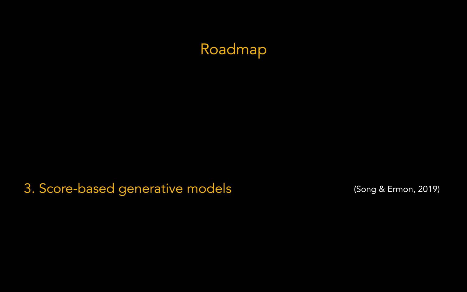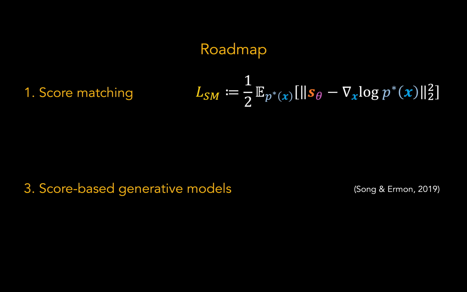So in this video, we'll see how we can train what are called score-based generative models. And here I'm following the framework set out by Song and Ermon in 2019. But to understand how they work, we first have to sort out two basic components. The first is score matching. How do we actually train our score network? And the second is sampling. Assuming we have a perfectly trained score network, how do we actually use this to sample from the distribution?